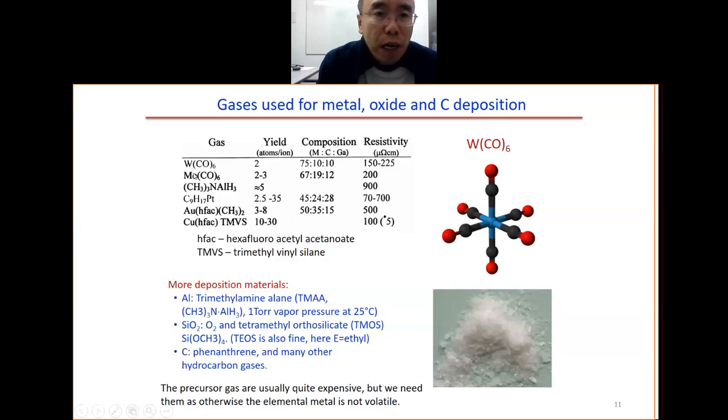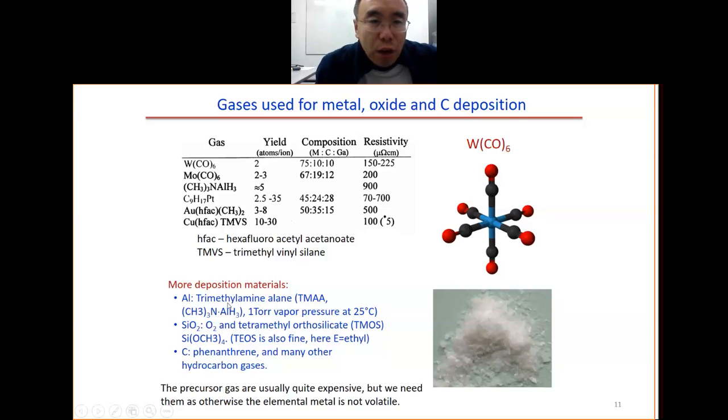For molybdenum, we have Mo(CO)6. This is the source for aluminum, for platinum, for gold, and for copper. In reality, platinum is the most popular. Tungsten is also very popular, and also oxide. The deposition of oxide is also popular. But this is another source of aluminum.